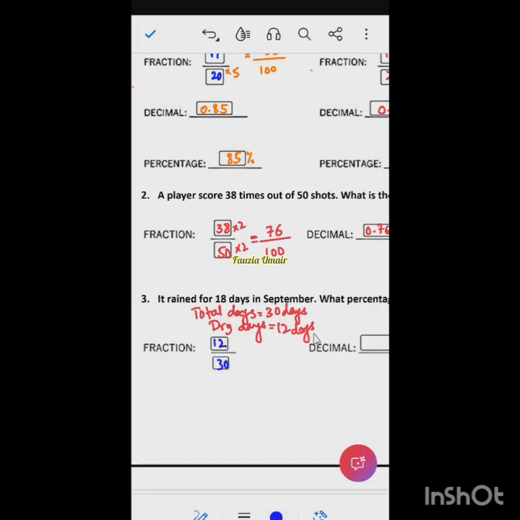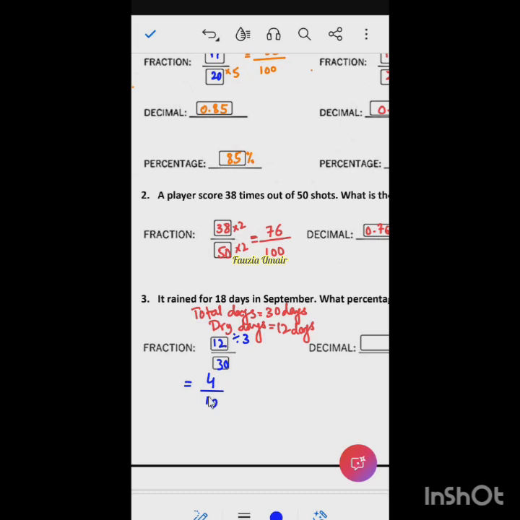Because the question is how many days it was dry, the percentage of the days it remained dry, right? So now what to do? 30 cannot be converted into 100. So can I divide with something? With which number? 5. 12 cannot be divided with 5. With 3, very good. With 3 we can divide. So if we divide with 3, it will be 4/10.